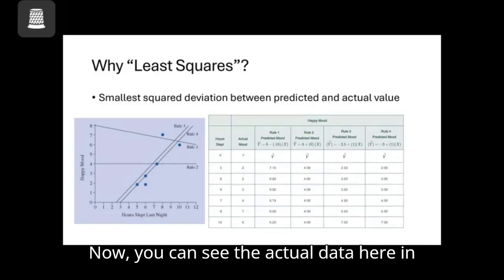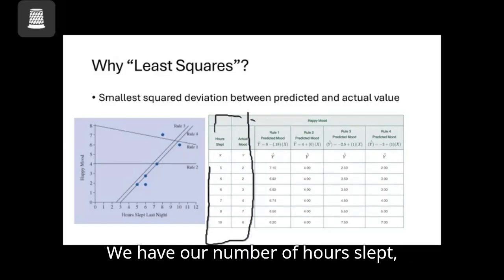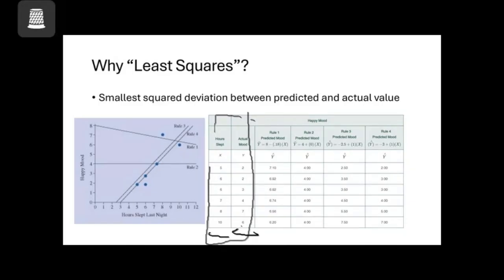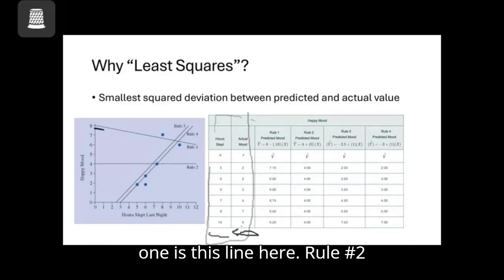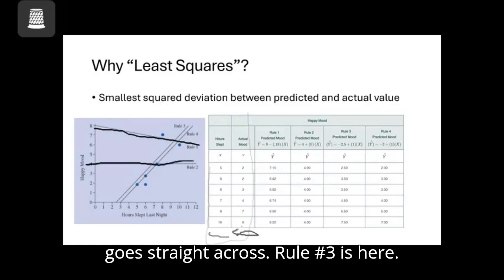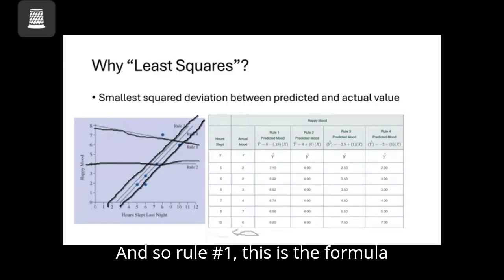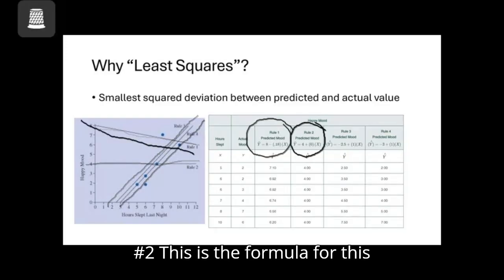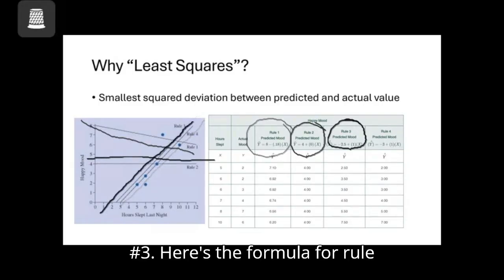Now, you can see the actual data here in these 2 columns. We have our number of hours slept, and then we have the actual mood score. And then rule number 1 is this line here. Rule number 2 goes straight across. Rule number 3 is here. Rule number 4 is here. And so rule number 1, this is the formula for this line. Rule number 2, this is the formula for this line. Here's the formula for rule number 3. Here's the formula for rule number 4.